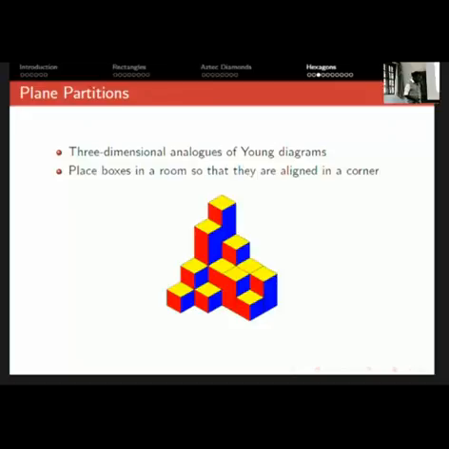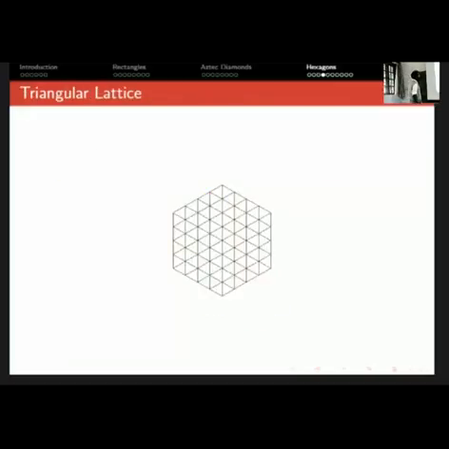If you want to ask the number of plane partitions of N, that's another question. But there's a related question which has connections to tiling, and that's what I'm going to describe now. Here is a piece of what is called the triangular lattice. You take parallel vertical lines, 60 degree lines and 120 degree lines, and the spacing should all be the same so that you form hexagons.